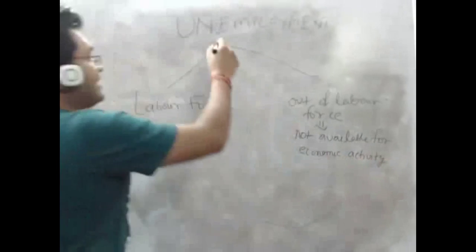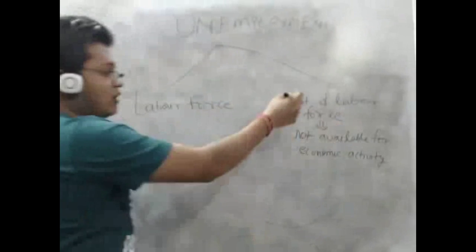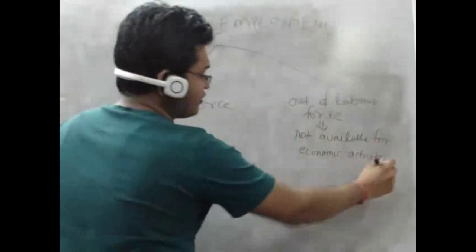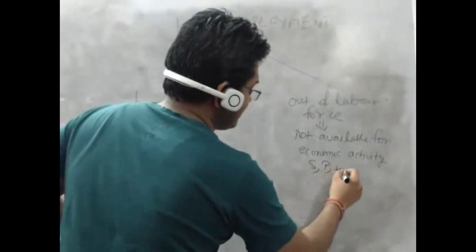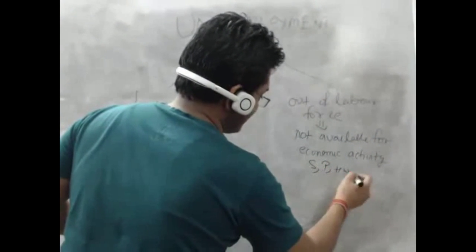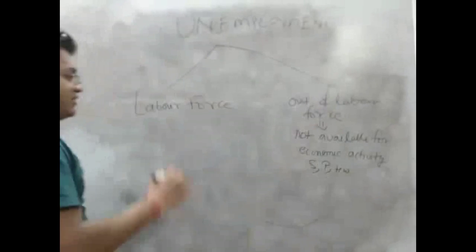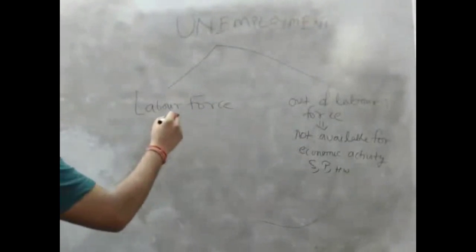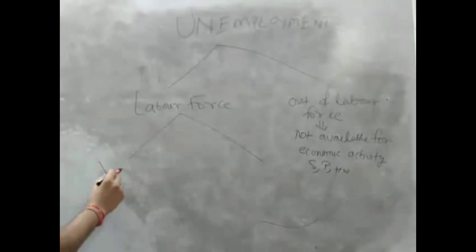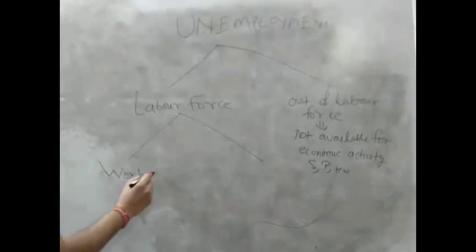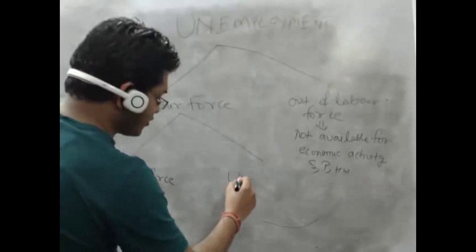I have divided your population into two parts, labor force and out of labor force. Out of labor force means not available for economic activity, maybe students, maybe pensioners, maybe housewives who are working at home. So they are not available for economic activity. In labor force, divide it into two parts. One part is called workforce. Next part is called unemployed.